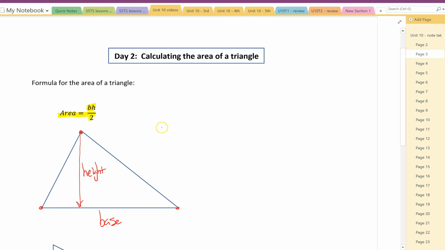So let's say for this triangle, the base was 24 inches and the height was 19 inches. And I want to figure out what the area of this triangle is. It's just going to be the base, which is 24, times the height, which is 19, and I'm going to divide that by 2, right? Just using this formula right here.